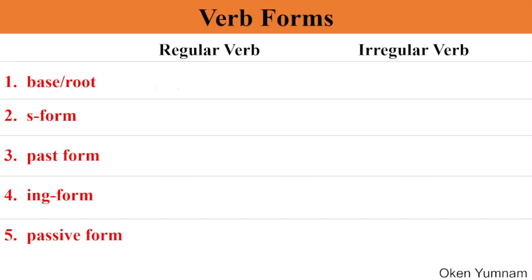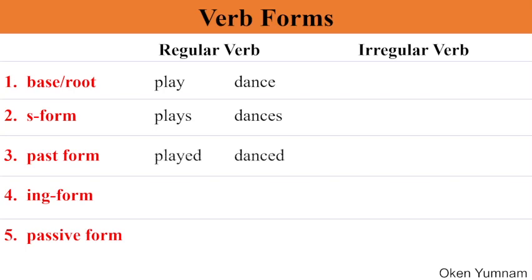Regular verbs, examples here in the base form: play or dance. Their S form is plays or dances. Just add S to the word. The past form, we know in regular verbs we add ed, so it's played and danced. Ing form or present participle form, we know we form it by adding ing, so playing and dancing. And passive form or past participle form, we know in regular verbs we add ed, so played and danced.